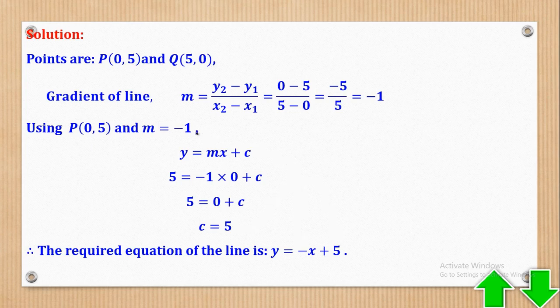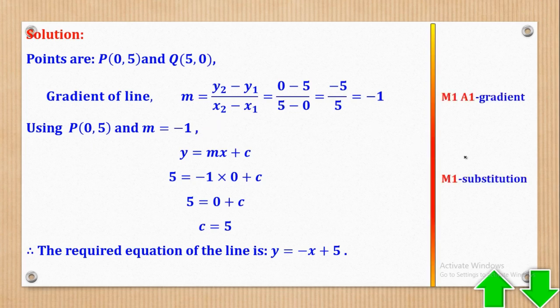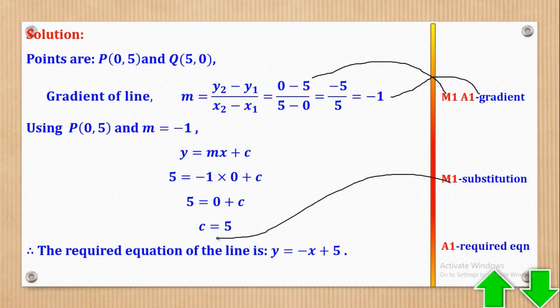Now let's see how much can be awarded. This M1 is for substitution and A1 for getting the gradient. This M1 was for you to get this value of c, by substitution or by inspection. As long as we see c there, they will give you this M1, and A1 for getting the required equation.